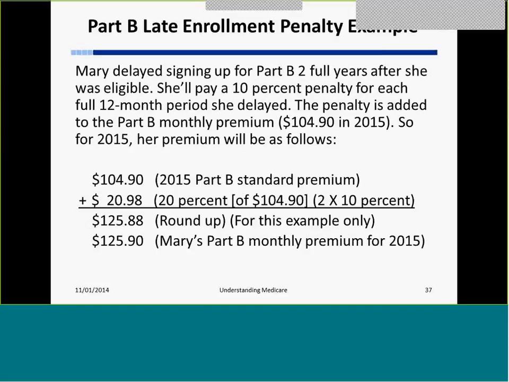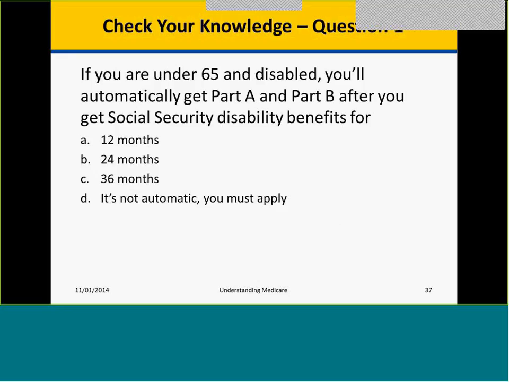And in 2016, when the Part B premium goes up, which is expected to, then you would pay 20% of the increased premium. So it's always 20%, or your penalty, of the then-current premium for Part B.